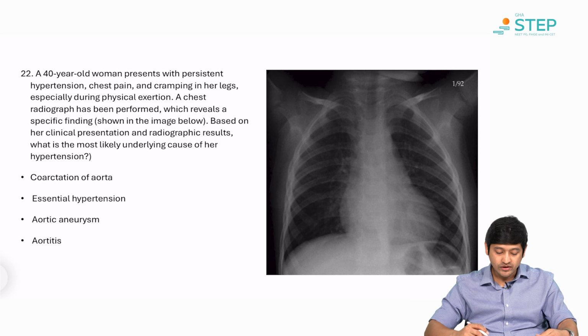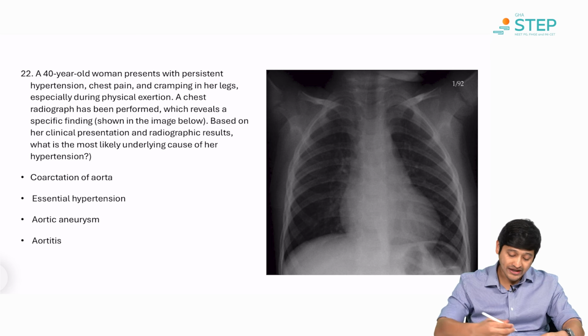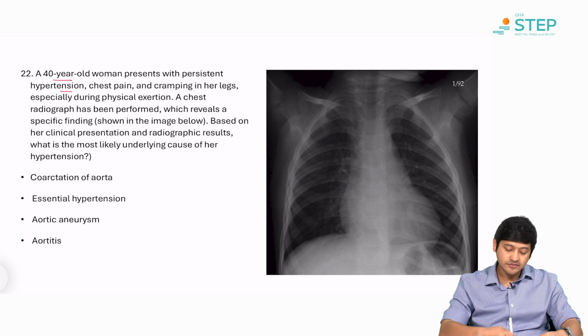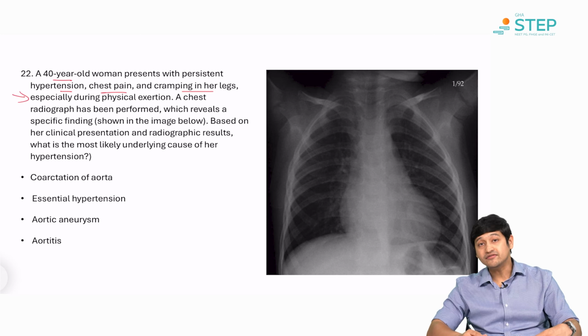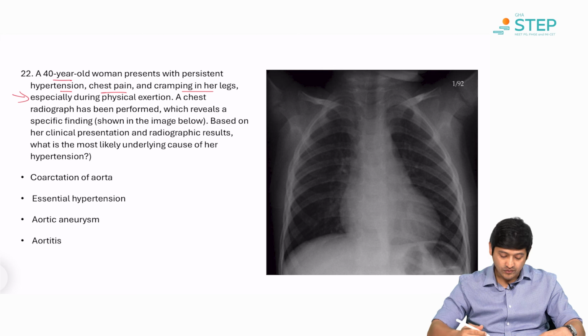Okay. So here there's a 40-year-old person who has persistent hypertension, some chest pain and cramping in the legs. This is aggravated or made worse by physical exertion. A chest X-ray was done. There is a specific finding, all right. You have to identify that finding and give the most likely cause for the hypertension.